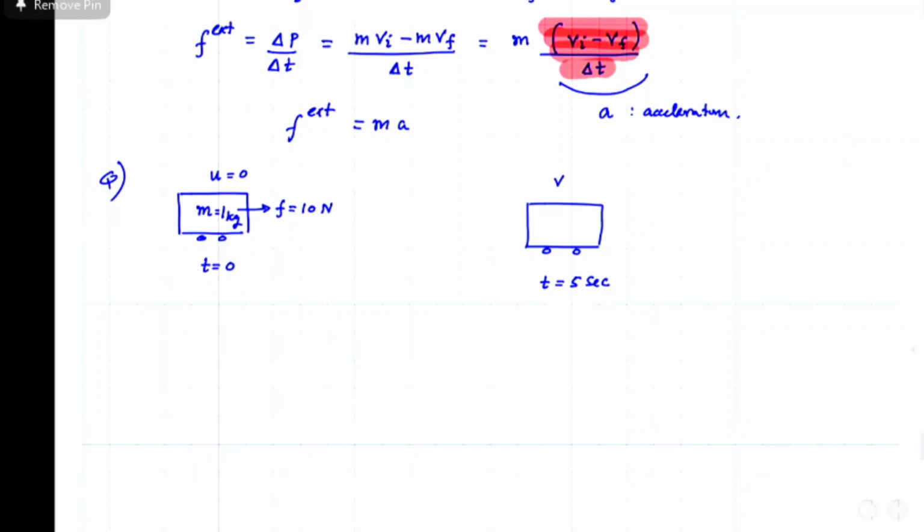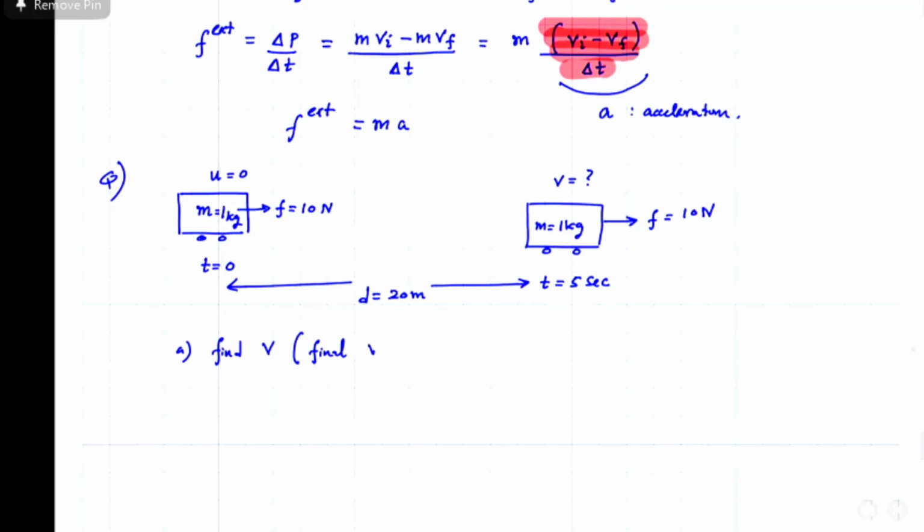Now velocity, we don't know. Still M is equal to 1 kg. This force of 10 newtons is still applied. Now the distance between these 2 points would be 20 meters. Okay, find V. V means final velocity.